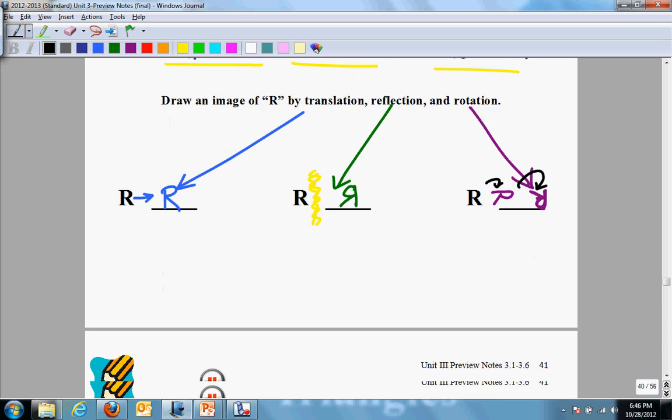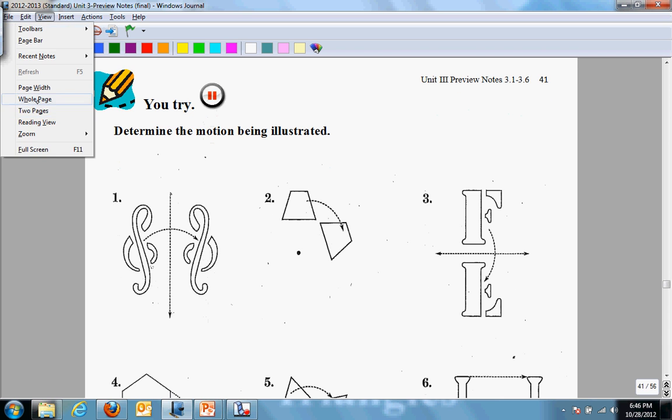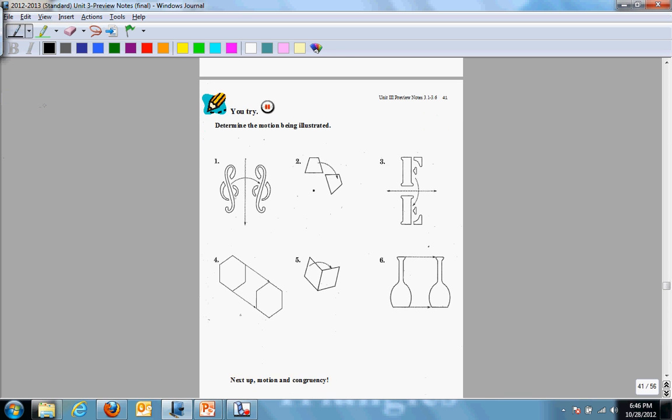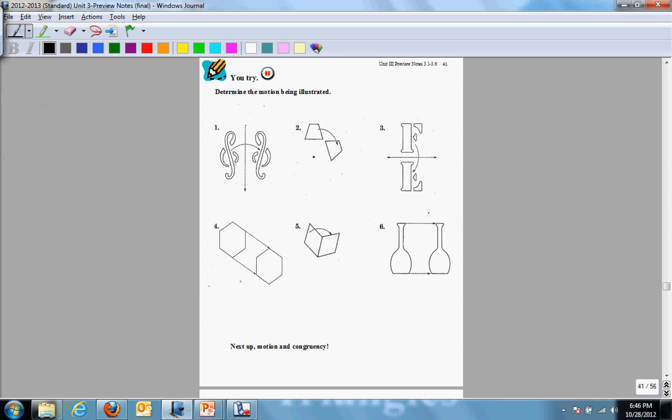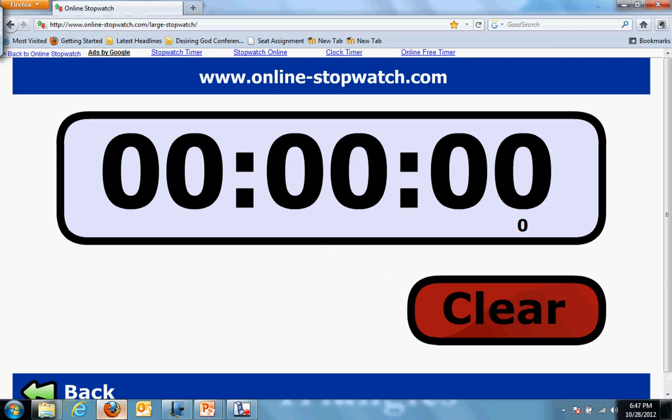Now with these motions, I'd like you to turn to page 41, and in 1 minute label 1, 2, 3, 4, 5, 6: translation, rotation, or reflection. Go.